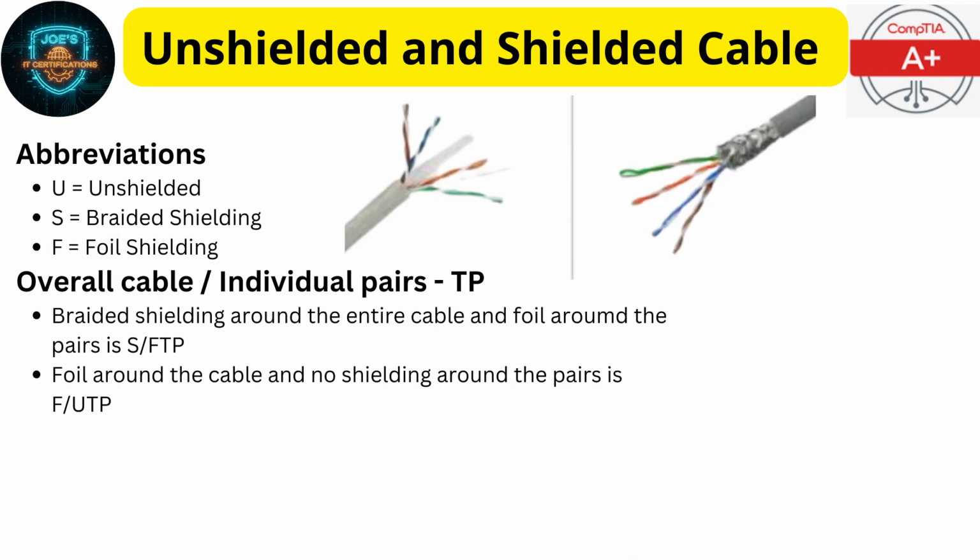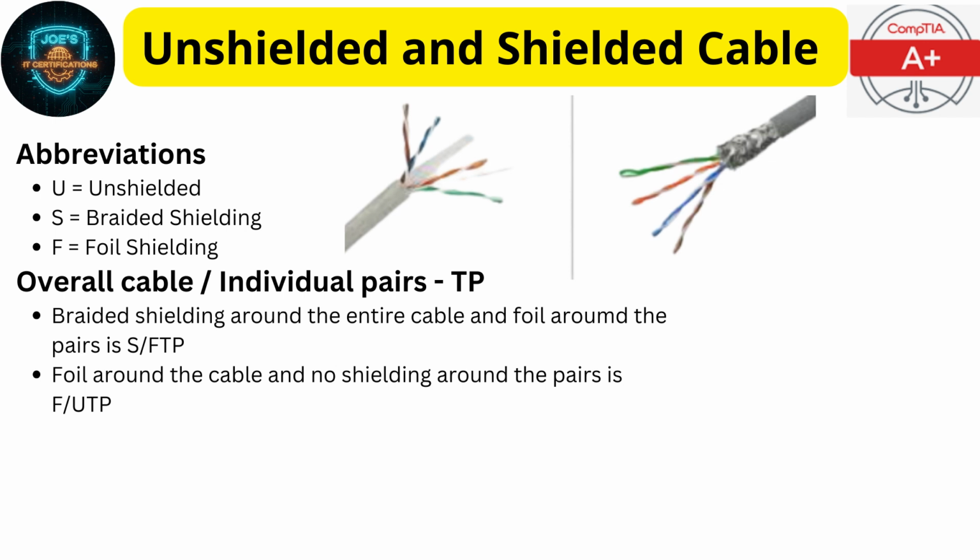If you see abbreviations that say U, it's probably unshielded. An abbreviation of S refers to a braided shielding, and an abbreviation of F is referring to a foil shielding. If you see this printed on the outside of the cable, it will usually have that abbreviation specifying the shielding used for the overall cable. There will be a slash, there will be the abbreviation of what shielding is used for the individual pairs, and that ends with TP to specify that it is twisted pair.